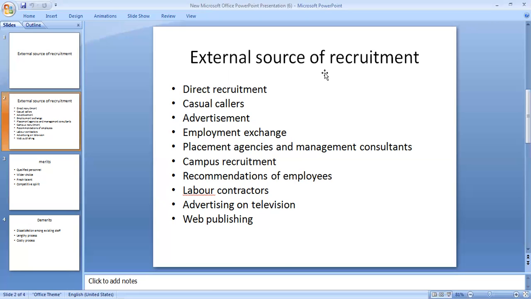And now the next thing: casual callers. Casual callers are where many reputed business organizations, many times, find that job seekers just come and drop their resumes in the organization. At that point of time, in most organizations there won't be any vacancy, but still they come and drop the resume. The management collects all the resumes, and at one point when there is a vacancy in the organization, they call those unsolicited applicants.